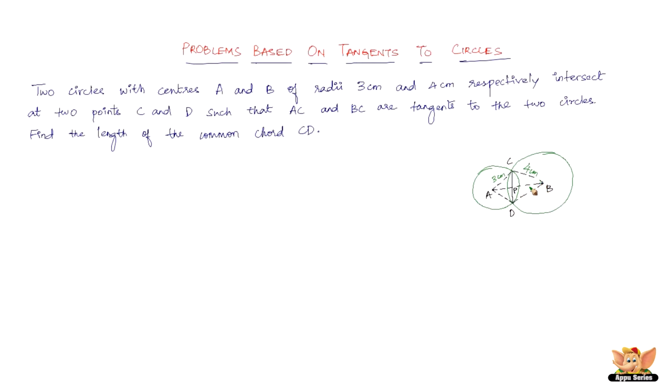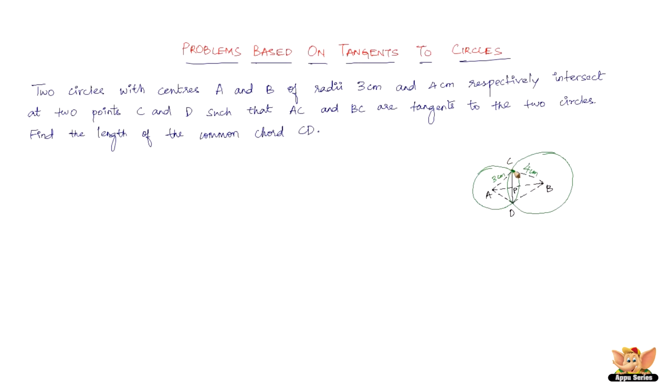So now what is the question? We need to find the length of this chord which is the same for both the circles, which is common for both the circles. So what we have to do as far as this question is concerned is find the length of CD. So let's see how do we go about doing that.